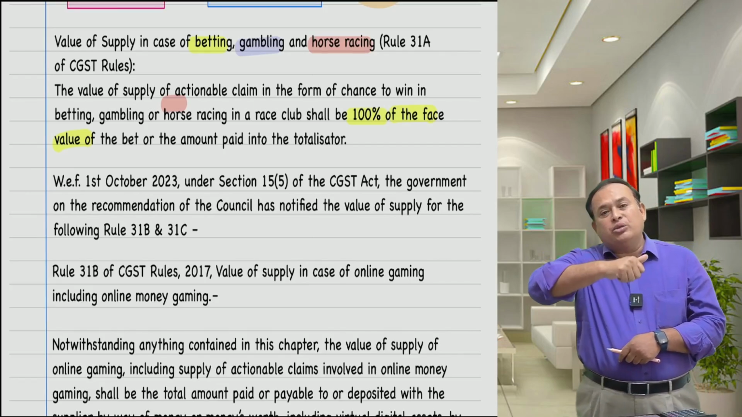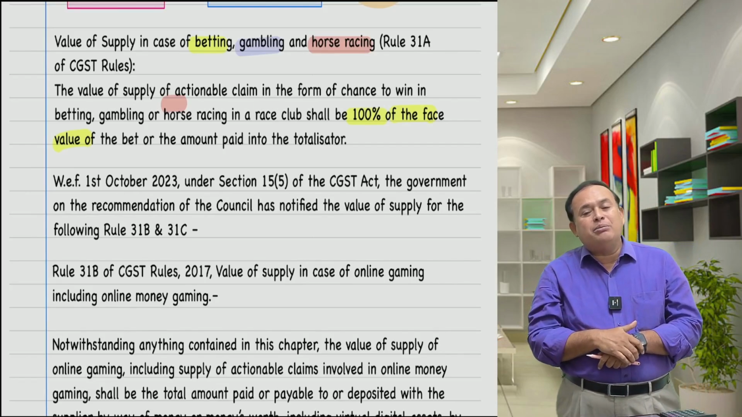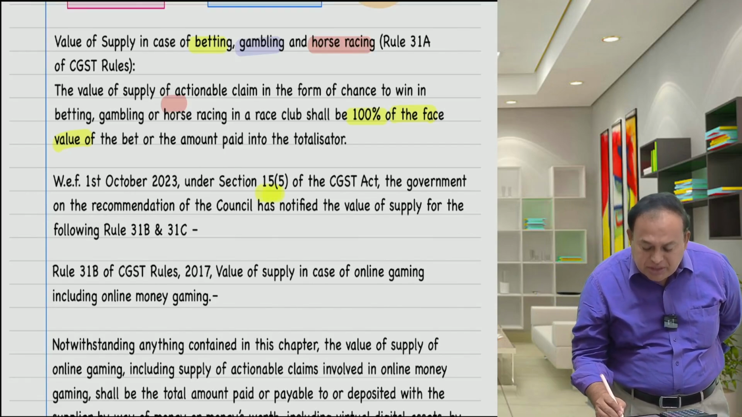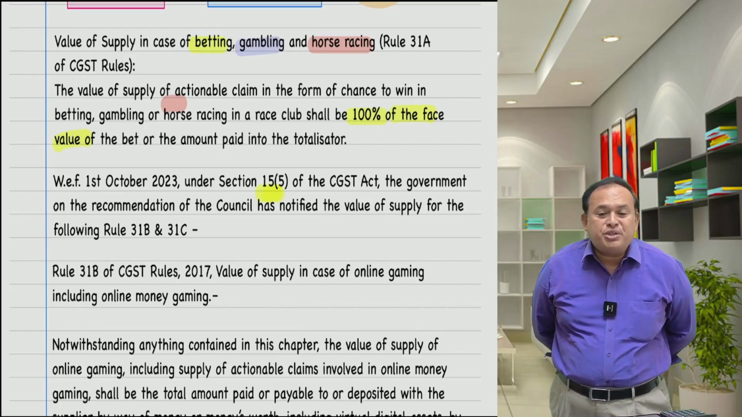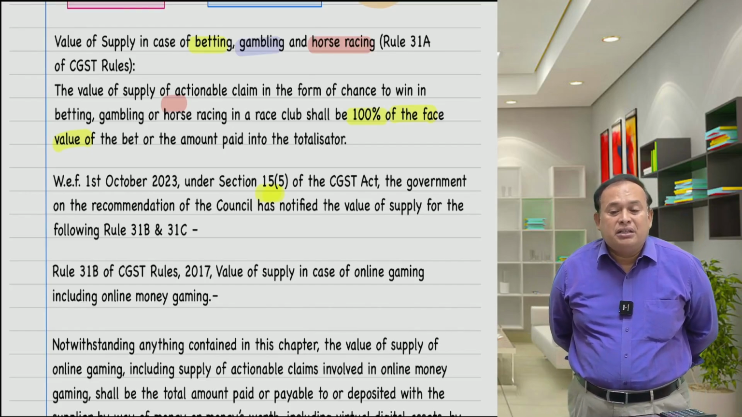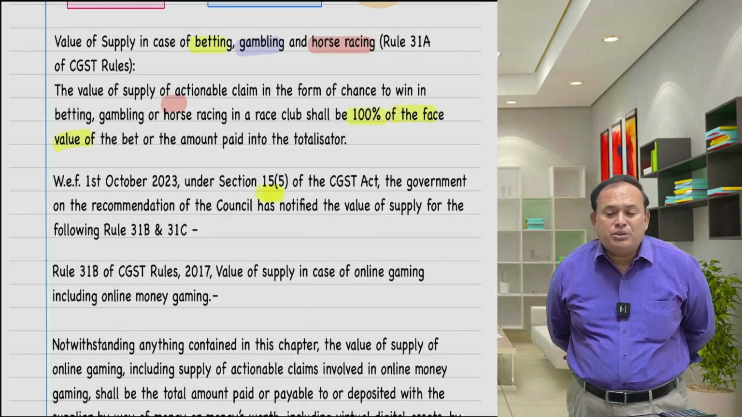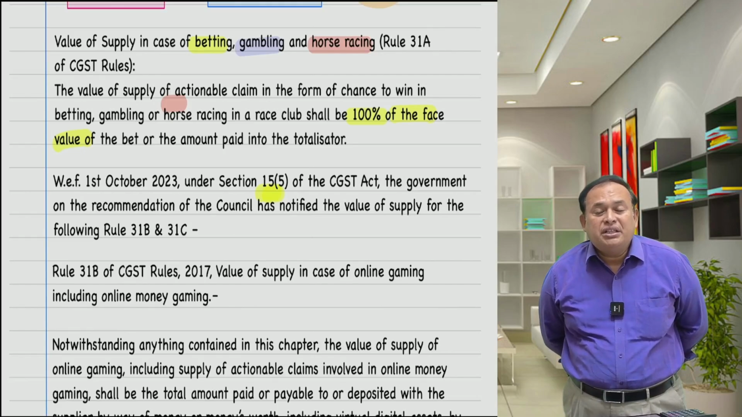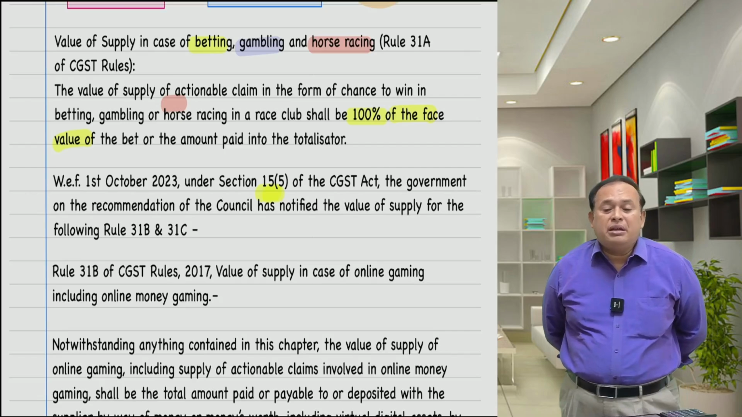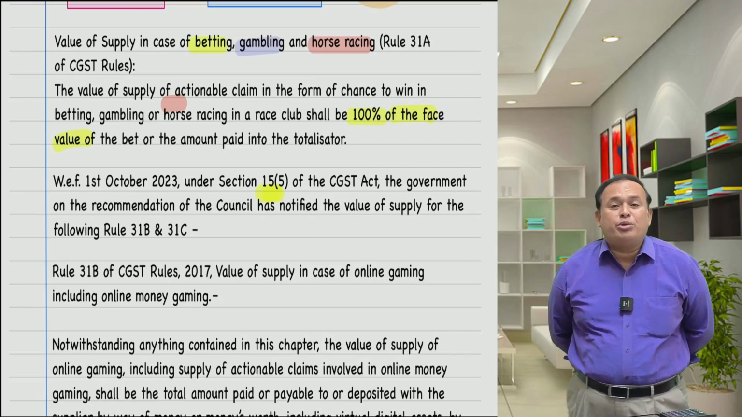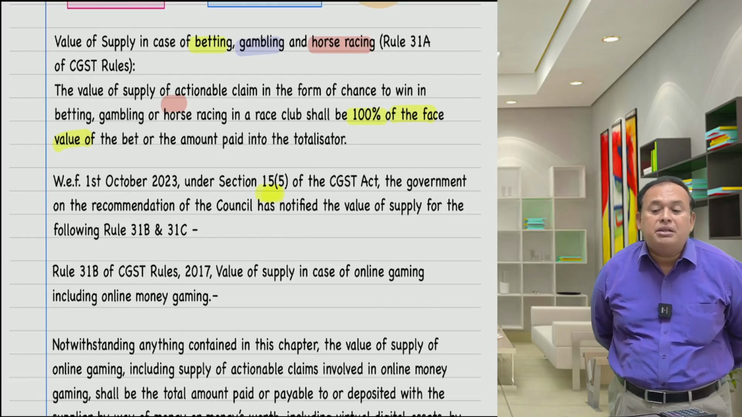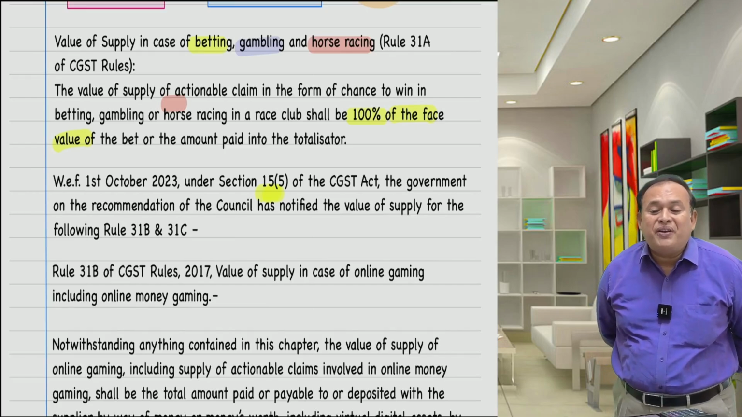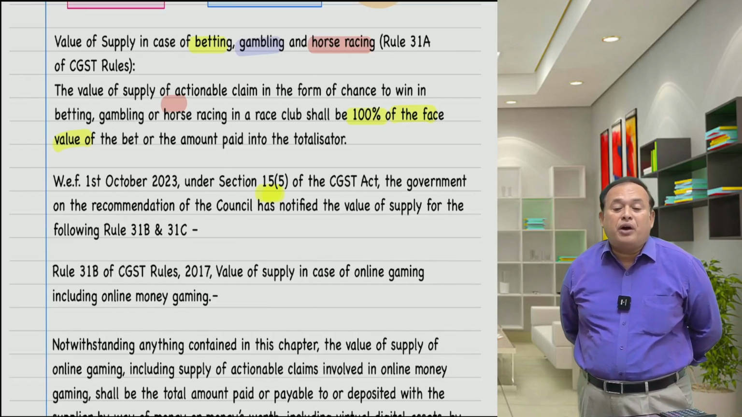How to arrive at the value of casino and online money gaming? Here we have section 15, subsection 5, a new subsection under the CGST Act. Section 15(5) deals with casino valuation and online money gaming valuation from 1st October 2023 as the amended provision. The government, on the recommendation of the GST Council, notified the value of supply under the following rule.